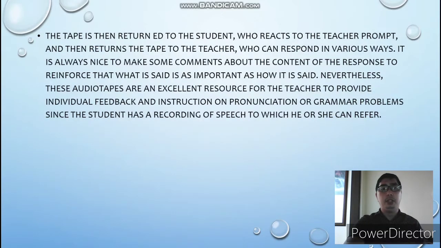It's up to you as a teacher. The recording is then returned to the student, who reacts to the teacher prompt and then returns the tape to the teacher, who can respond in various ways. It is always nice to make some comments about the content of the response to reinforce that what is said is as important as how it is said.